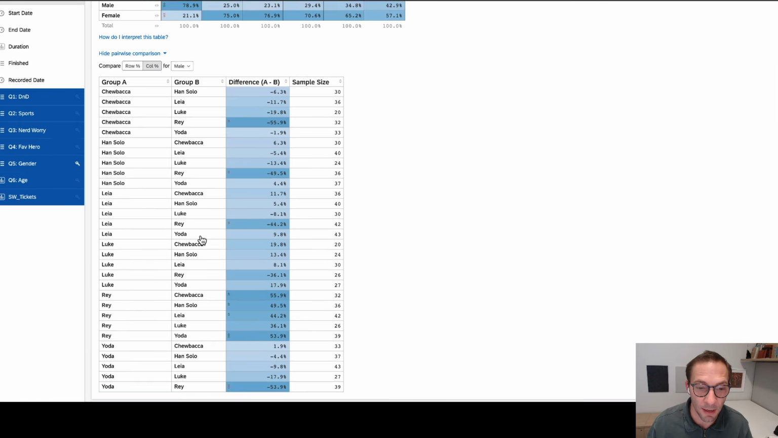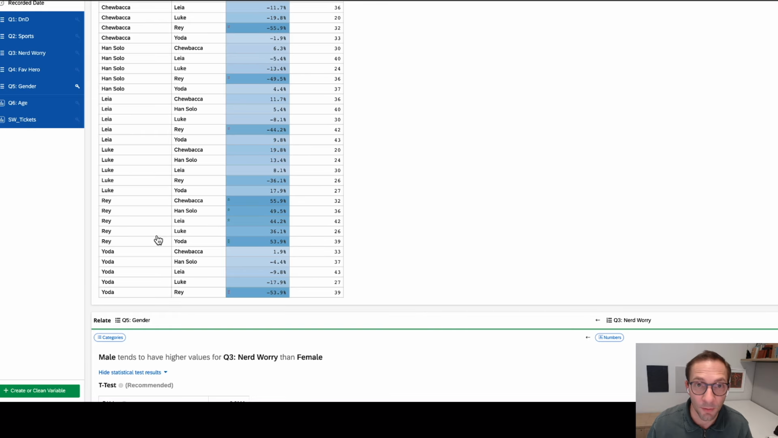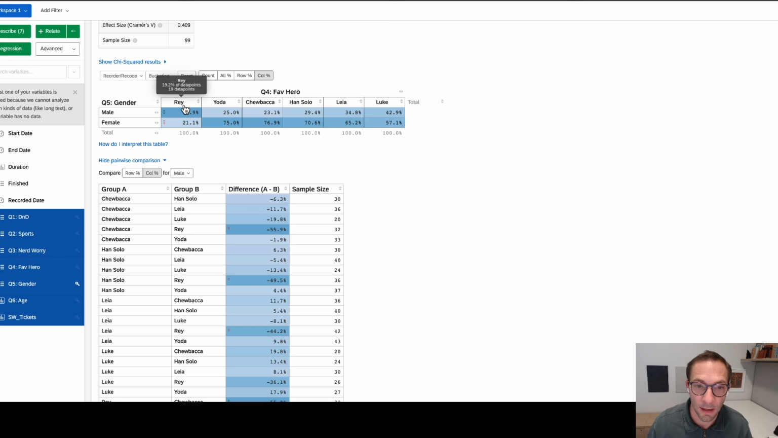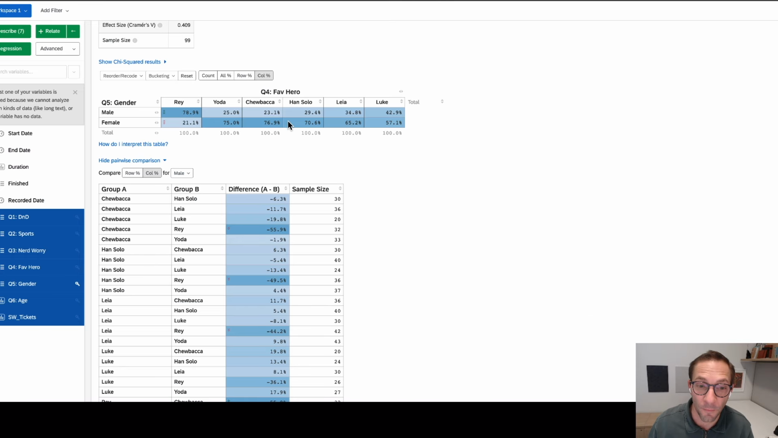But none of these others significantly differ. Looks like Ray kind of stands out, except for with Luke, per usual, right? So Ray is significantly higher for males than Yoda, Chewbacca, Han Solo, Leia, but not Luke. But if we're looking at Chewbacca and Ray, for males at least, Chewbacca and Ray do significantly differ. There's more males in the Ray category than in the Chewbacca category.